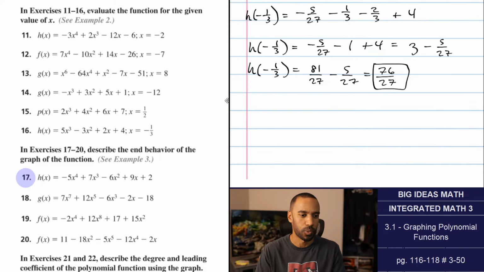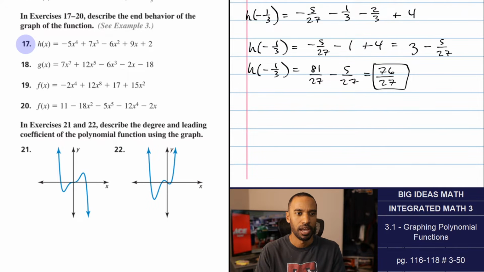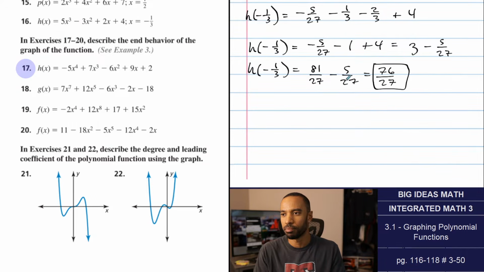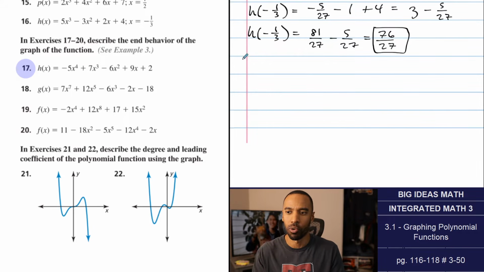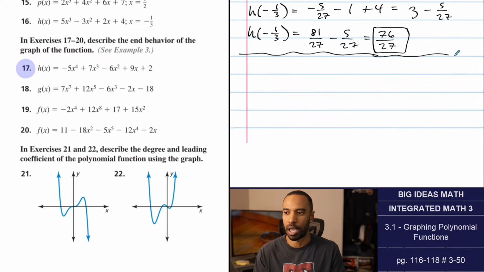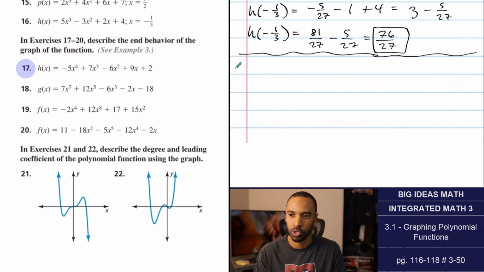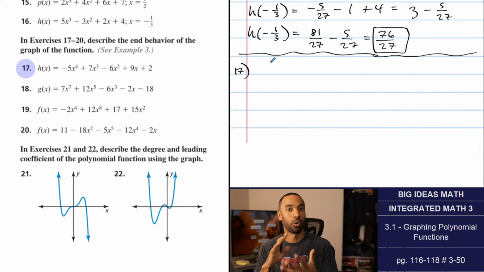Now let's do 17 to 20, where we describe the end behavior of the graph of the function. Now there's a specific format that we use. The order in which you write the formatting is up to you. I'm not going to do it the exact same way as the book will do it, but the same parts will correspond with each other.